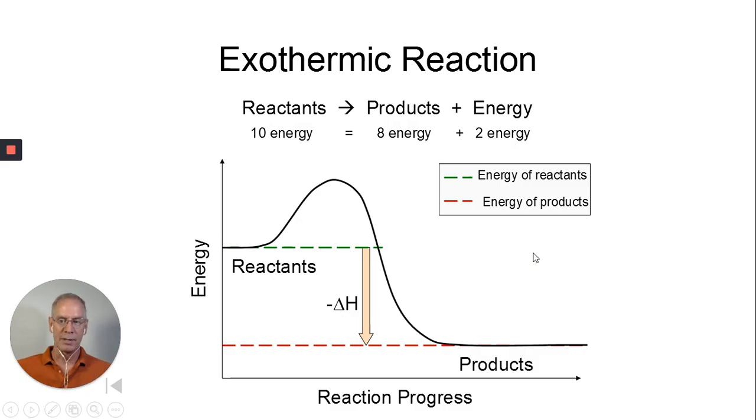Now, let's pretend that the reactants had 10 units of energy, and the products have 8 units of energy, right? That would mean that they must have lost 2 units of energy, because energy is still conserved. Law of conservation of energy. If you start with 10 units of energy, you have to end with 10 units of energy. Energy is never lost. It's always conserved.